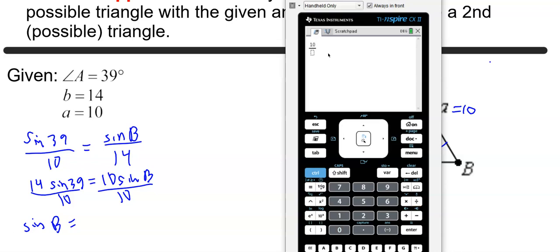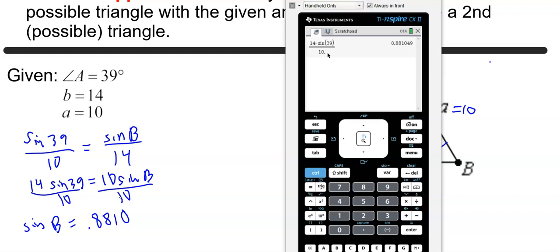It's going to be 14 times the sine of 39 over 10. I'm going to put a decimal because I want a decimal. So I get 0.8810. This is not a number that's bigger than 1 or smaller than -1. So guess what? There's at least one triangle. There might be two, so we've got to do the test.